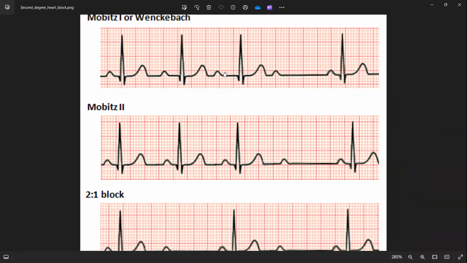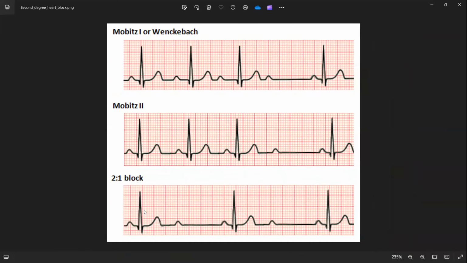So this is your Mobitz type 1 and 2:1 block. One missing, one QRS, one missing, one QRS like this way. This is 2:1 block, or 2:1 conduction. In 3:1, two will be missing like this way. This is how we actually determine.